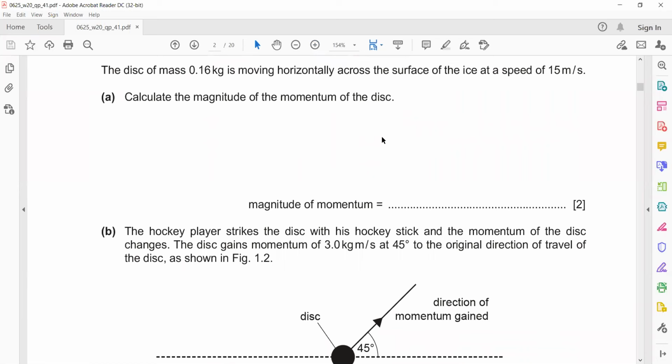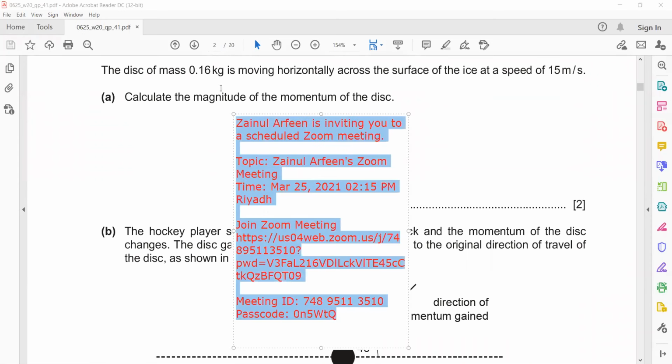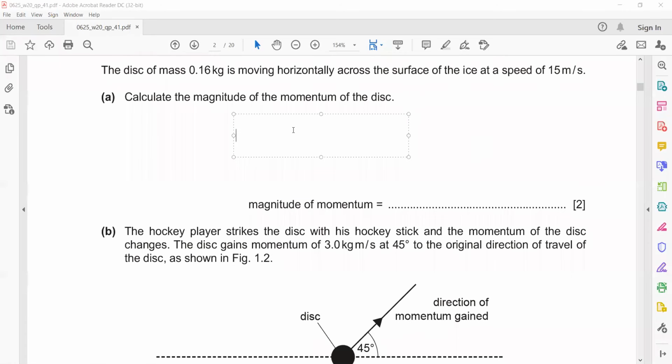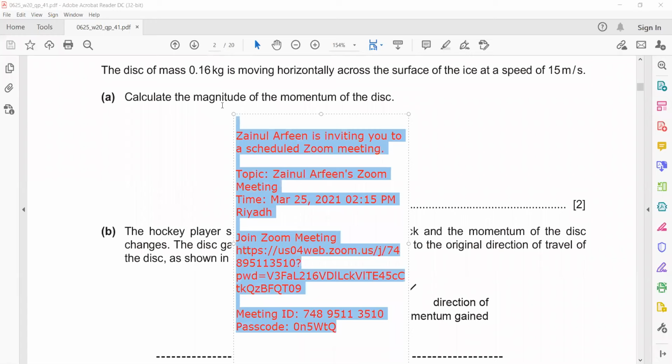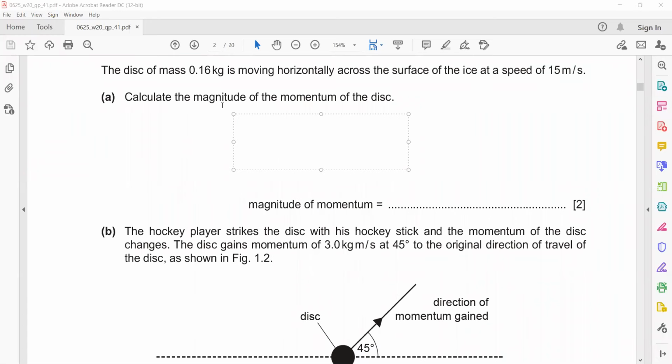So what is the momentum of the disc? As we know, momentum is a product of mass and velocity. So mass multiplied by velocity. So 0.16 multiplied by the speed at which it is moving, that is 15. So you will get 2.4 kilogram meter per second.